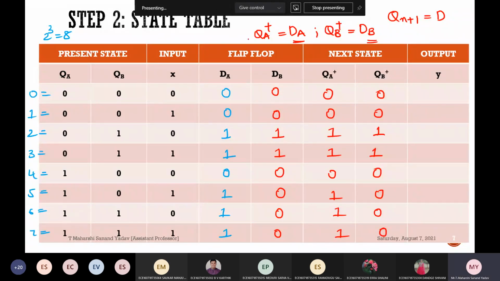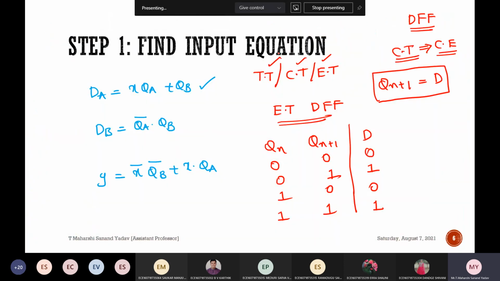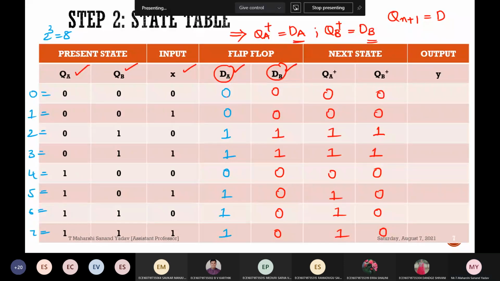Okay, clear till here? So first, by using present state and input, we have tried to fill DA and DB. We have filled DA and DB by using the equations that we got in the previous step. Next, I filled QA plus and QB plus by means of the characteristic equation. So Qn plus 1 is equal to D. Here, if I want QA plus, simply make use of DA. If it is QB plus, make use of DB.